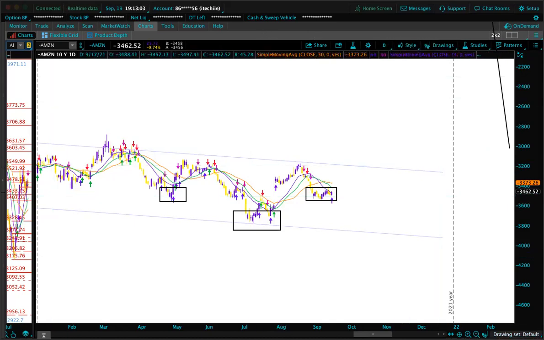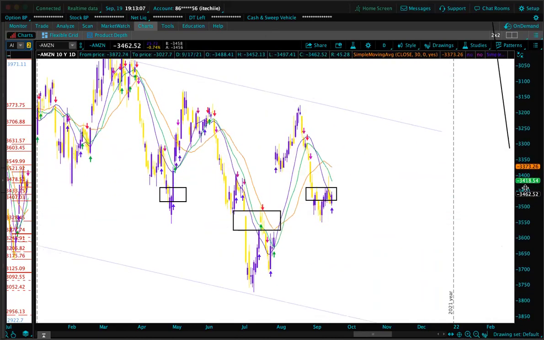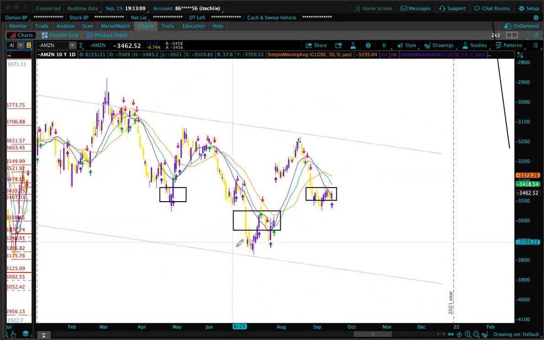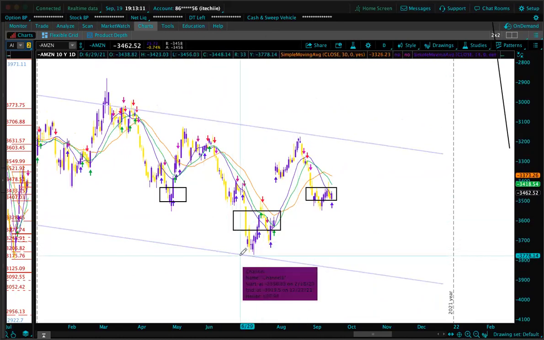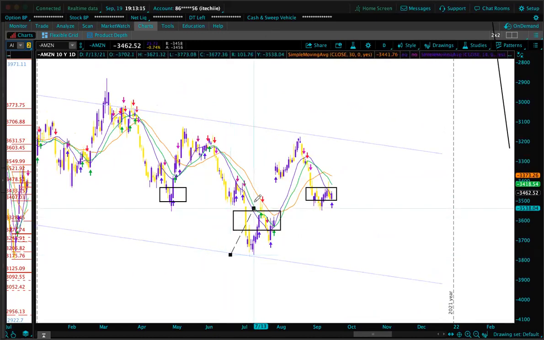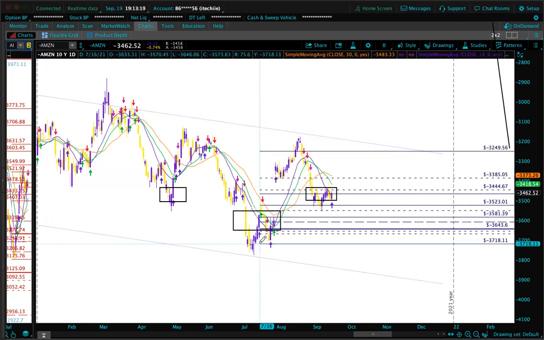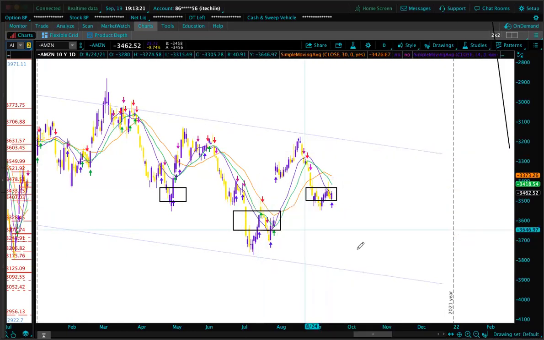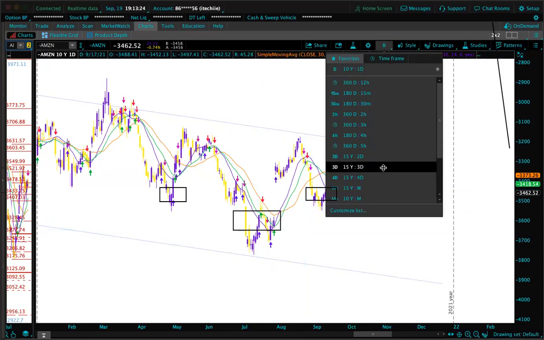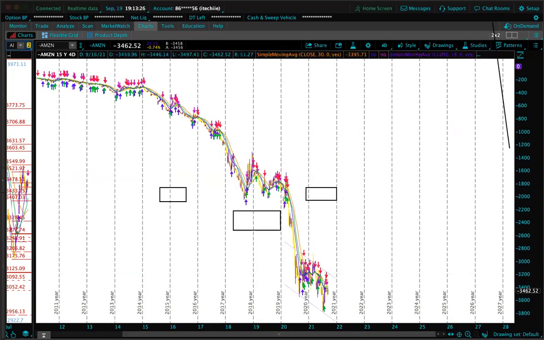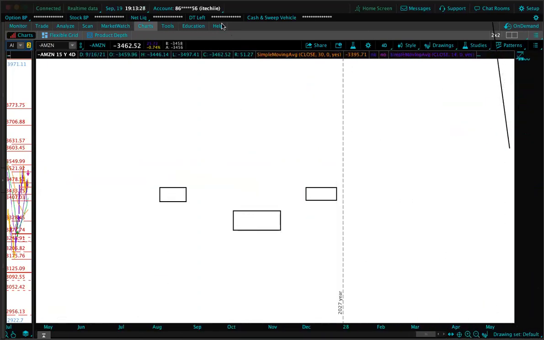I'm going to give you extension. We are in a channel. Nice bear flag. I can go from this low. We can go from, AKA the highs. This is where we stay. Or I'm going to go to my 4D. Get rid of my annotations.